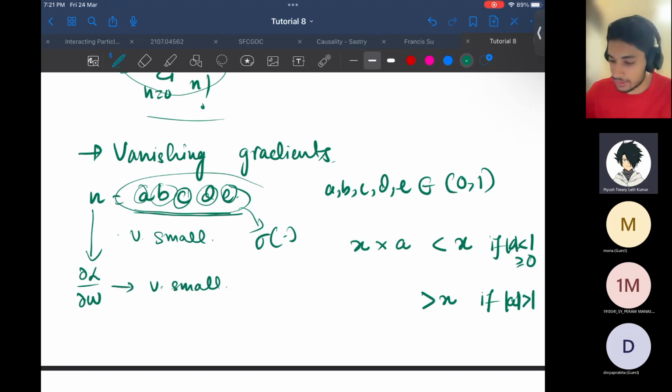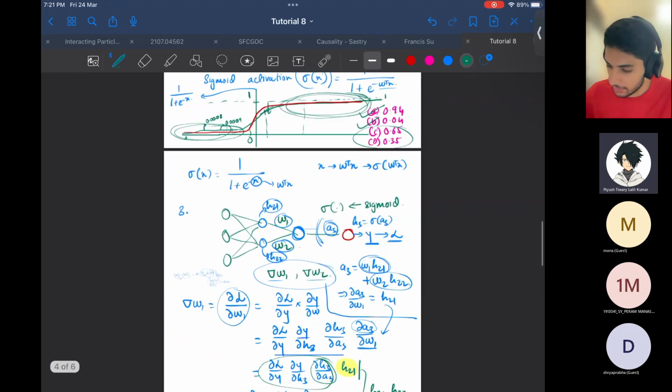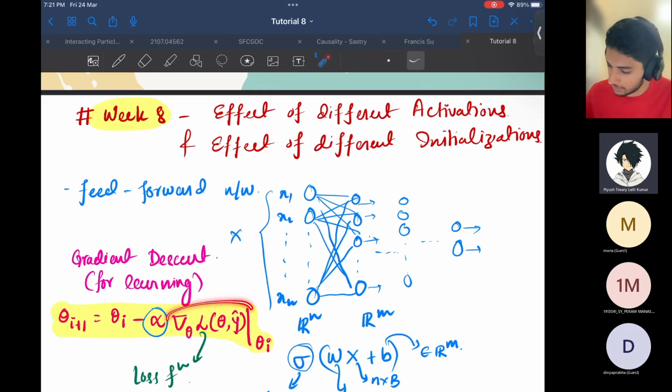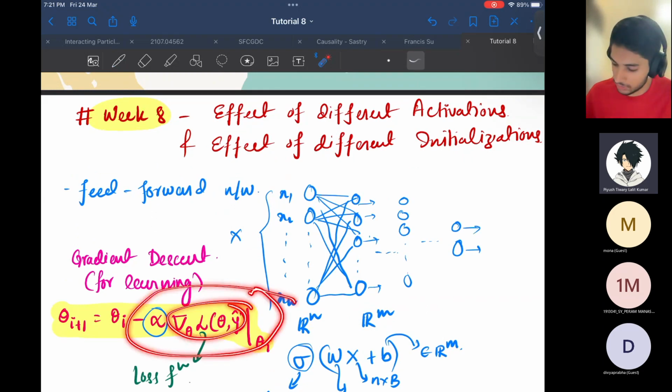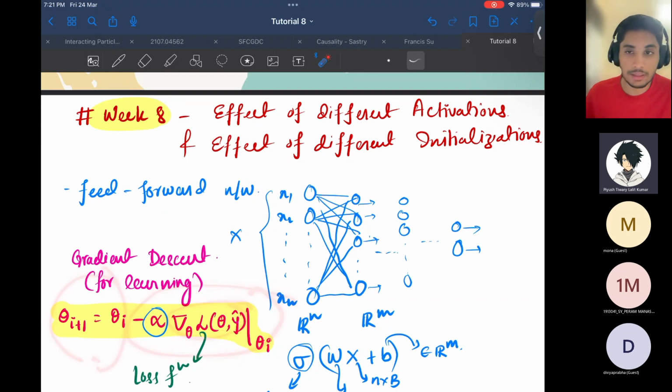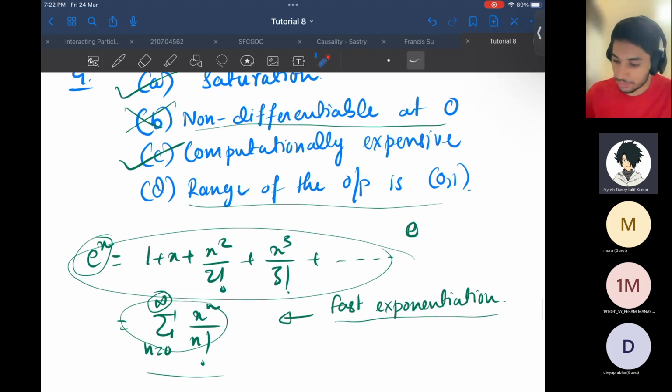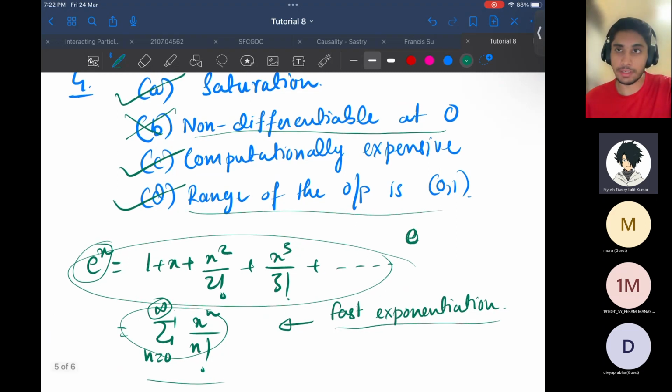And again, as we just saw, if your gradients are very small, then essentially you are not learning anything. If your gradients are very small, this term is not making any contribution, hence you are not learning anything, right? So for that reason, the range of the output being 0 to 1 is also an issue. So this is also a correct option. These three options, A, C, D, will be the correct options. If you have any questions, just ask.